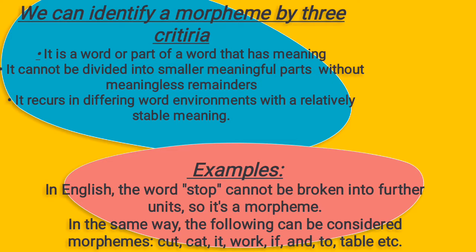In the same way, the following can be considered as morphemes. Examples like cats, animal, it, work, if, and, to, table, etc.